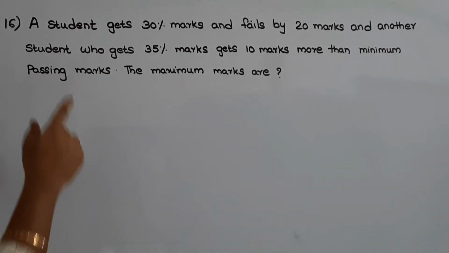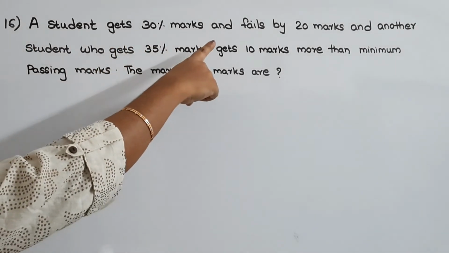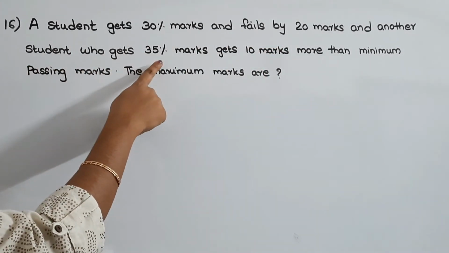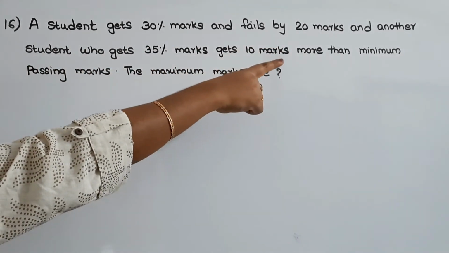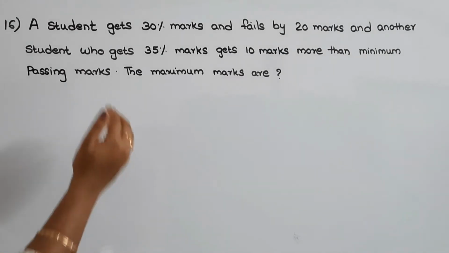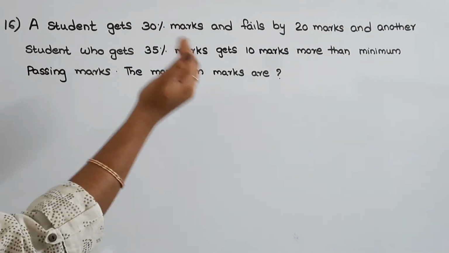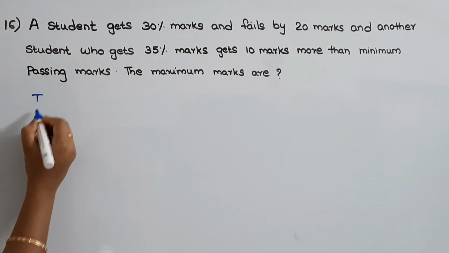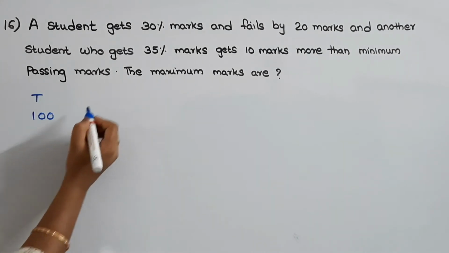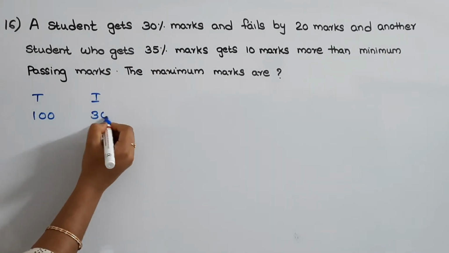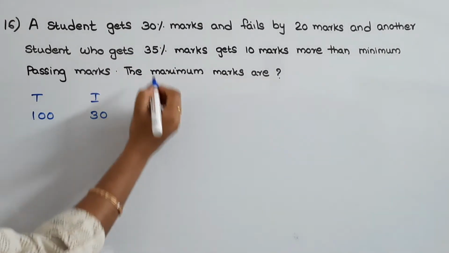The next question is, a student gets 30% marks and fails by 20 marks, and another student who gets 35% marks gets 10 marks more than the minimum passing marks. The maximum marks are? So in this question, they are telling that a student gets 30% marks and another student gets 35% marks. So let us consider the maximum marks or the total marks as 100. Then the marks secured by the first student will be 30 and the marks secured by the second student will be 35.